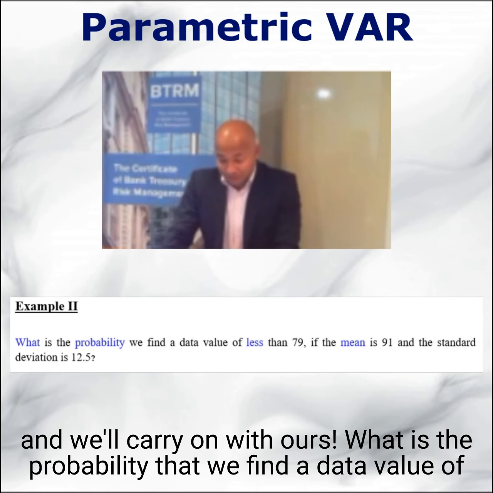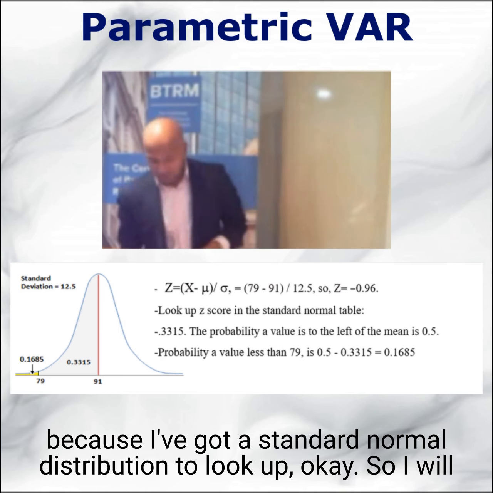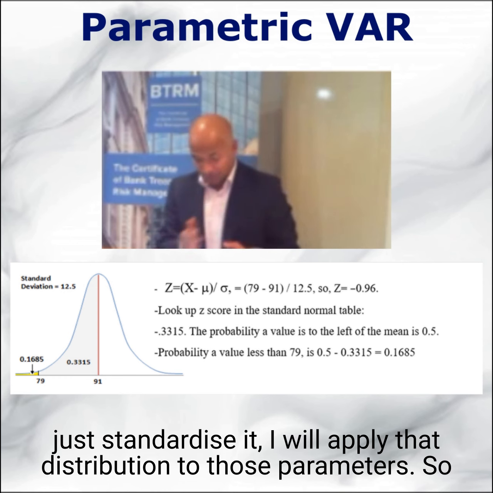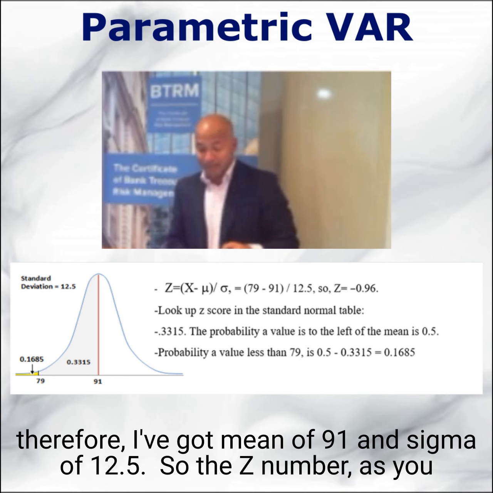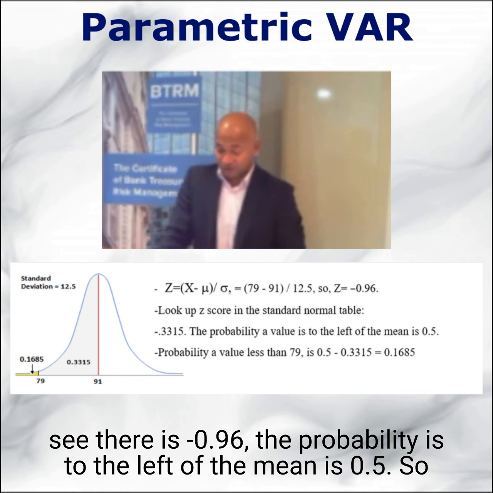What is the probability that we find a data value of less than 79 if the mean is 91 and the standard deviation is 12.5? Okay, that's fine because I've got a standard normal distribution to look up. So I will just standardize it. I will apply that distribution to those parameters. So therefore, I've got mean of 91 and sigma of 12.5. Okay, so the Z number, as you see there, is minus 0.96.